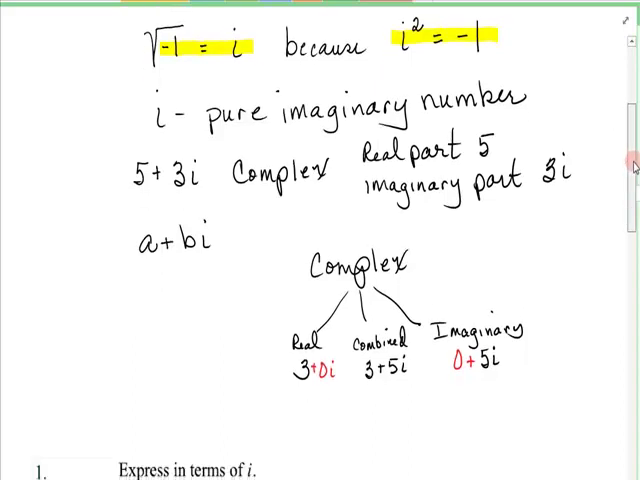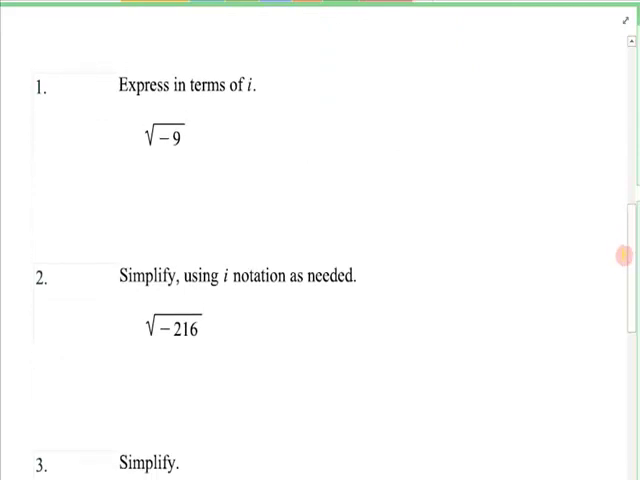Now, let's just look at some complex numbers. All right, the first problem, it says express this in terms of i. Now, here's what I suggest that you do. If you have a square root and the radicand is negative, factor out a negative 1 under a radical and write the rest of it under another radical. This part, the square root of negative 1, is i. The square root of 9, since that's a perfect square, is 3. That becomes 3i, where I write the i behind the 3.